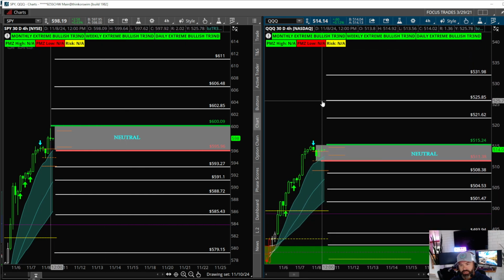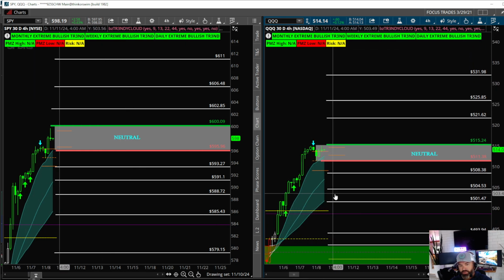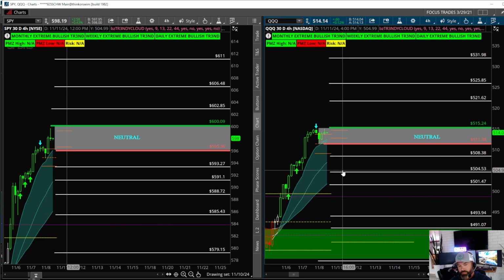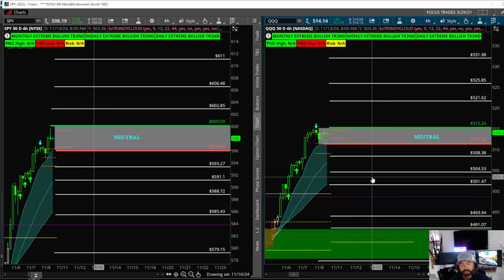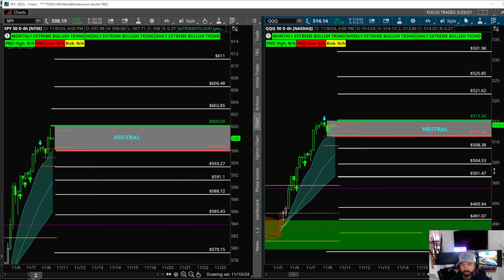Again, you could use the T2s, target twos for your iron condor. For some reason, we break down into here around T2 to T3. I do believe buyers are going to show up here. So just know that if you're short, these look like great areas to cover those shorts.